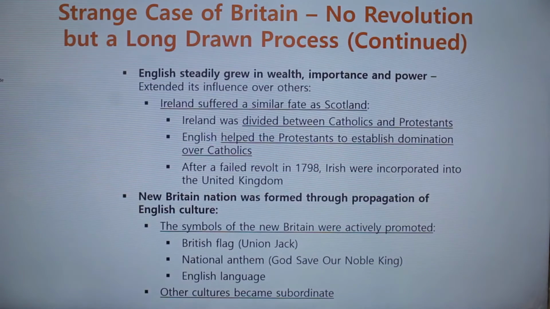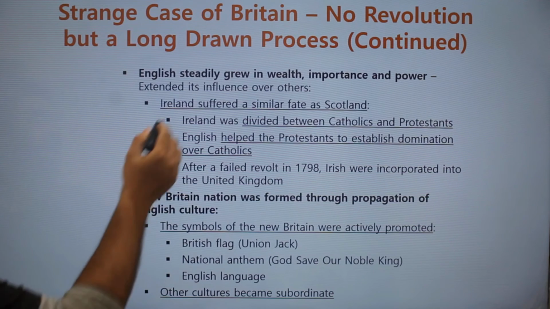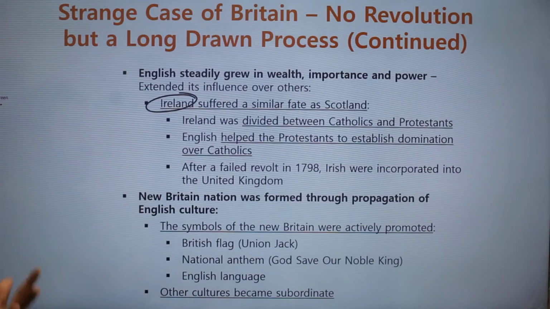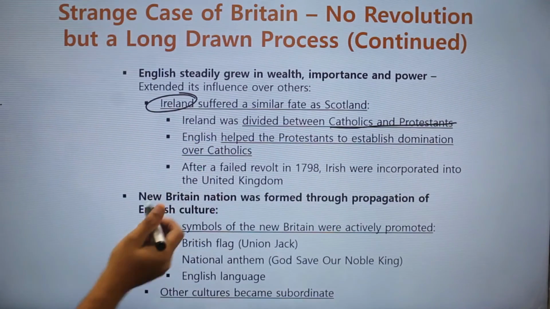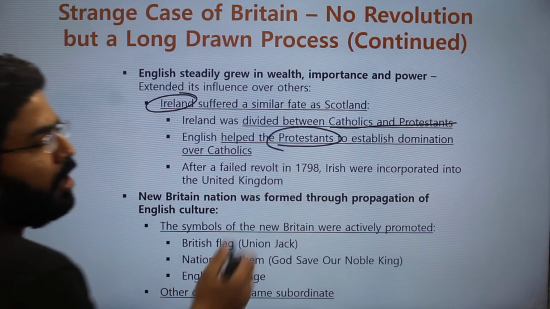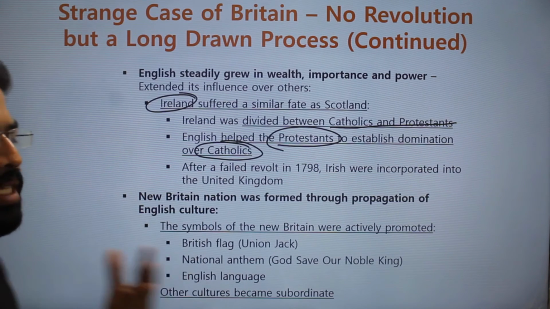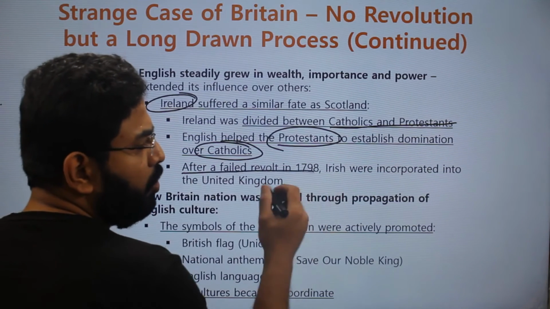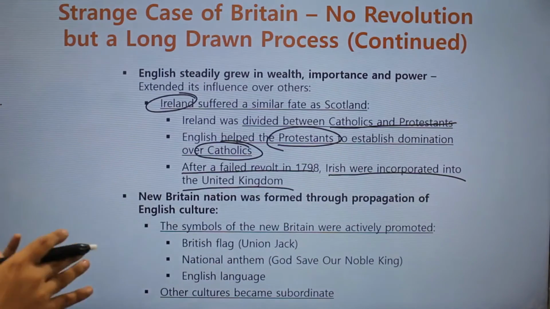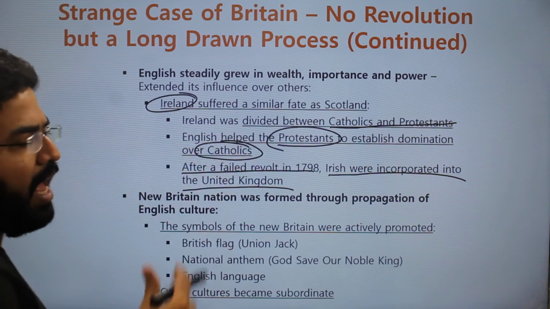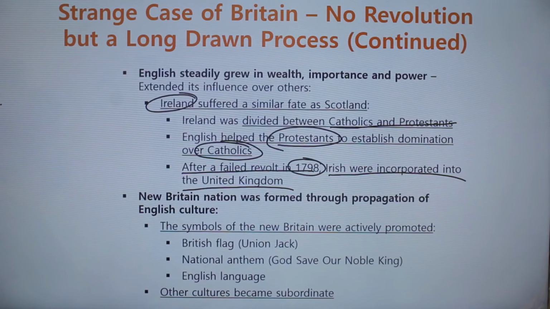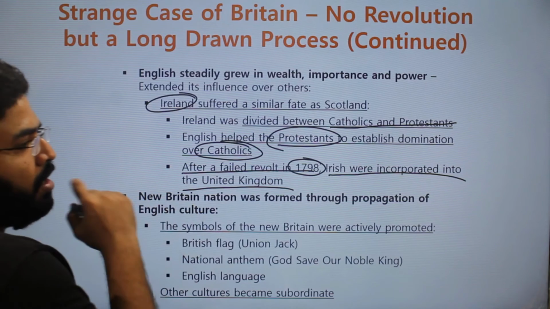Then once Scotland was part of the United Kingdom, the English also extended this suppression over their neighbor Ireland. So Ireland also suffered a similar fate. It was divided between Catholics and Protestants originally. So what the English did was, they helped the Protestants to establish domination over the Catholics. So by using the religious diversity among them against each other, the English incorporated Ireland into the United Kingdom by helping the Protestants win over the Catholics. And once the revolt was suppressed by the British in 1798, Ireland also became part of the United Kingdom of Great Britain and Ireland.